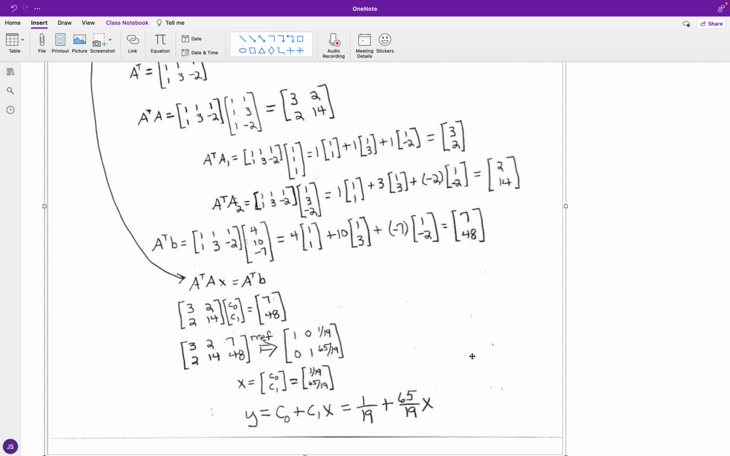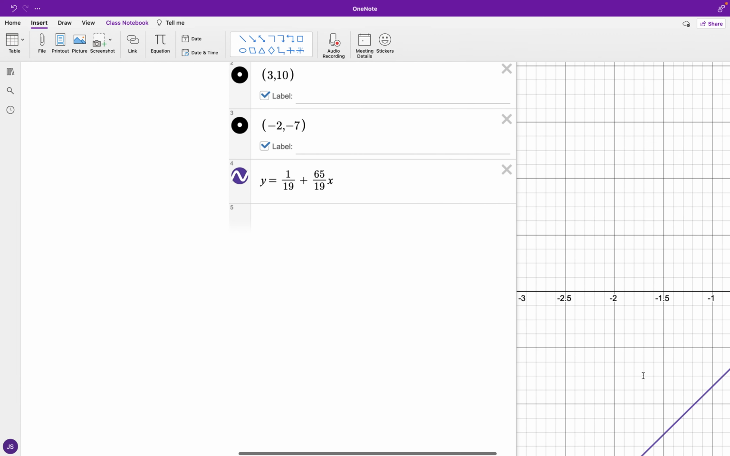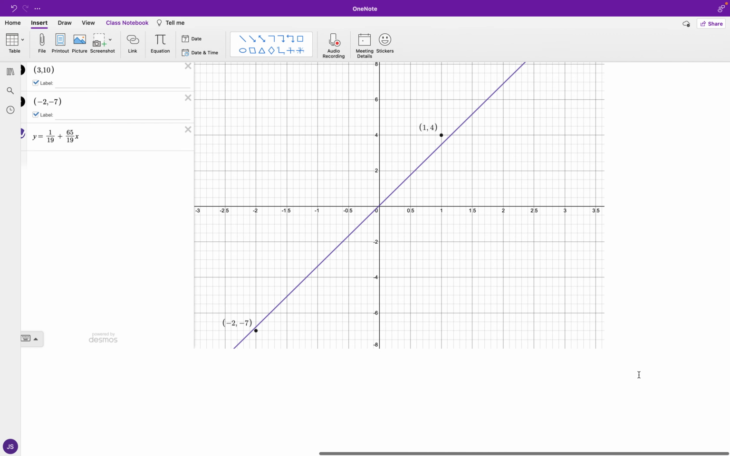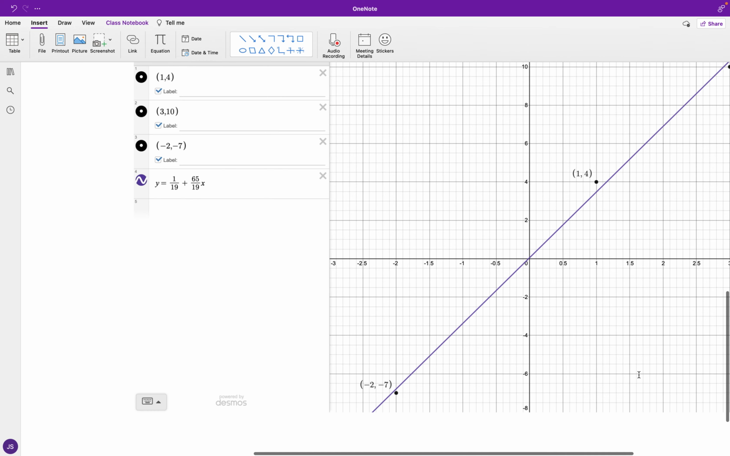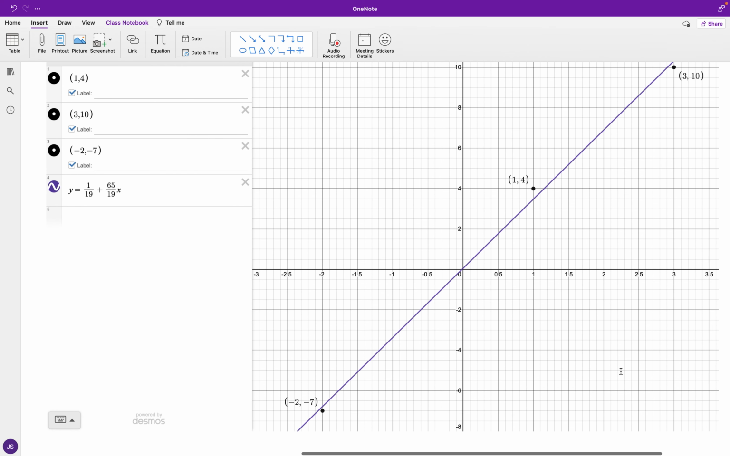And so for the least squares regression line, we have y equals C0 plus C sub 1 x, which is 1/19 plus 65/19 of x. So the line that's going to be altogether closest to these 3 points is y equals 1/19 plus 65/19 of x.